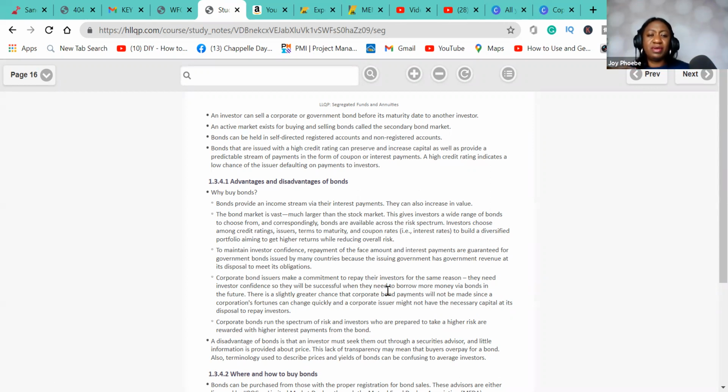Now, bonds provide an income stream via the interest payments, and they can also increase in value. Okay, the bond market is vast, right? Much larger than the stock market, and this gives investors a wide range of bonds to choose from. Okay, so like we have the stock market, there are ways we source for bonds. It's even stated here that that market is even more vast than the stock market. Okay, and this gives investors a wide range of options to choose from, like which bonds do you want to put your money into.